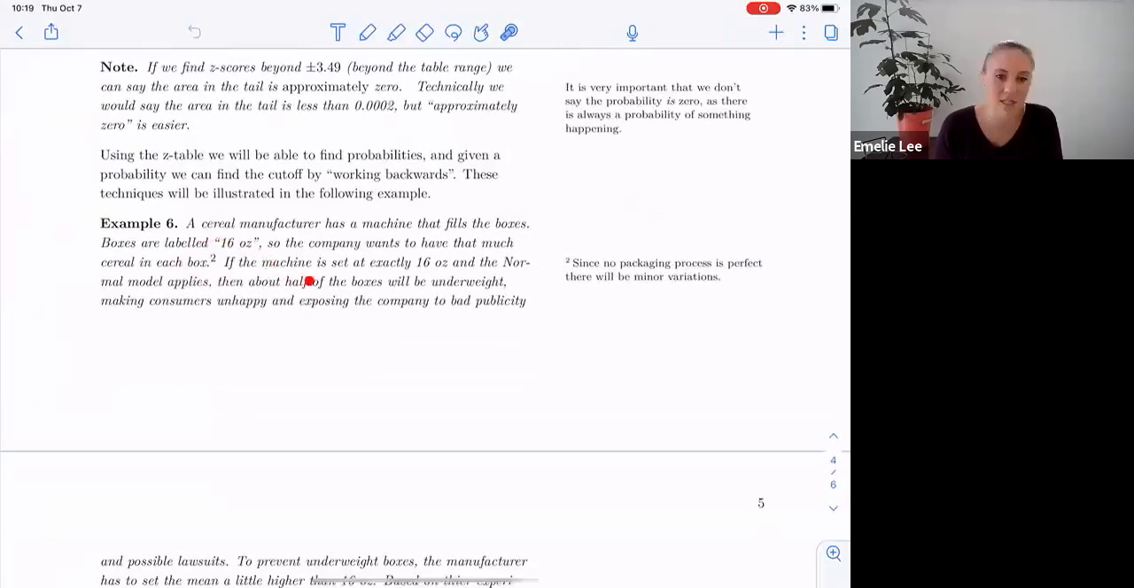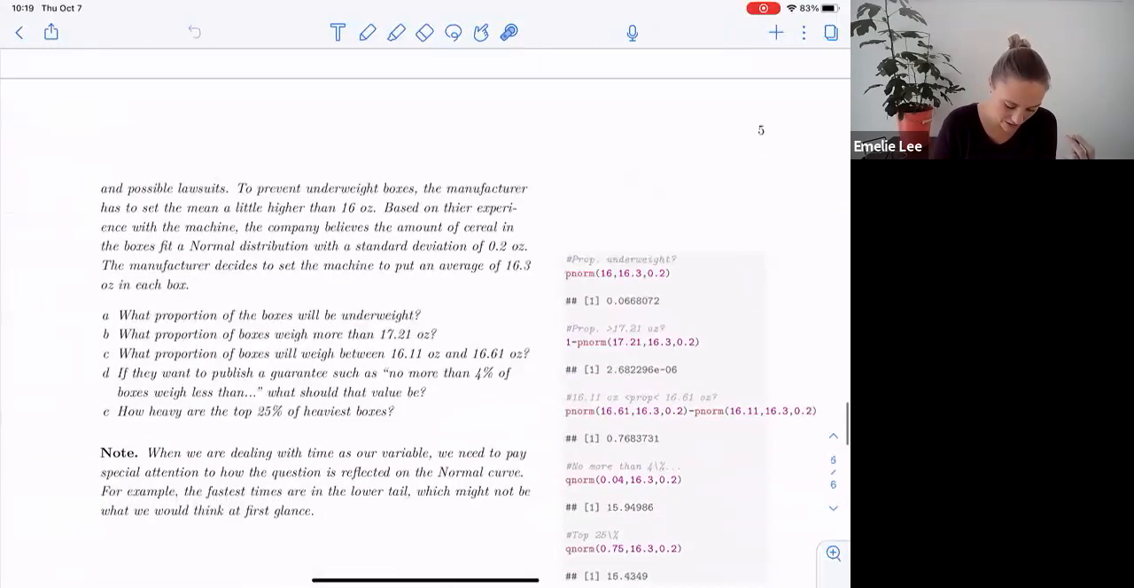We're going to use example 6, the cereal manufacturer. We've got some mean, we've got a standard deviation, and then we want to find probabilities. And I've shown you the R code that you can use to solve these problems as well. So you have the answers, sort of.